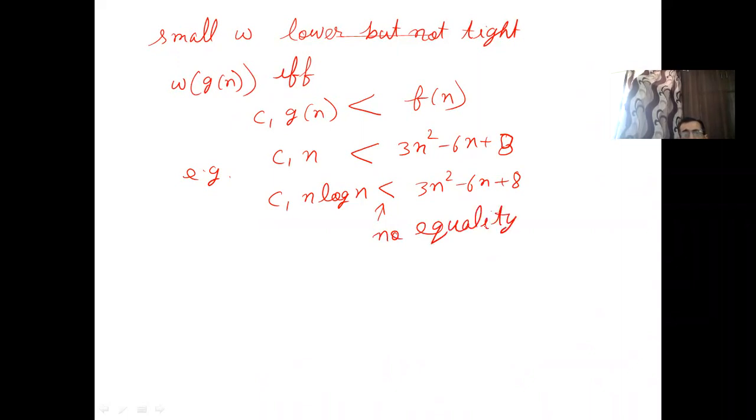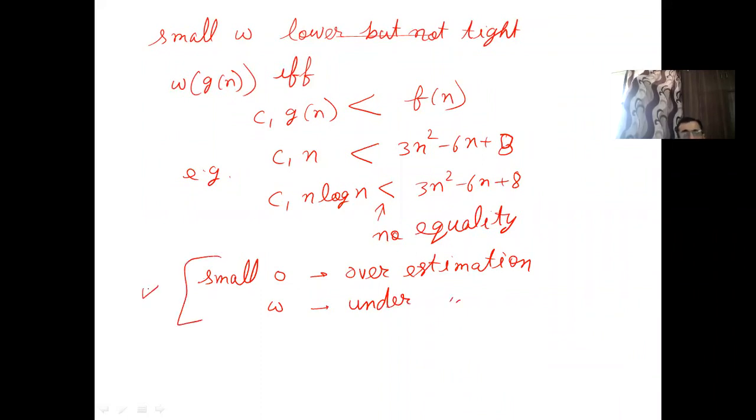So small omega and small o notations are rarely used because there is no use to over or underestimate. So small o means overestimation and small omega means underestimation. So obviously not a good solution at all. So normally theta is very commonly used, big O is also used, and omega also sometimes will be referred.